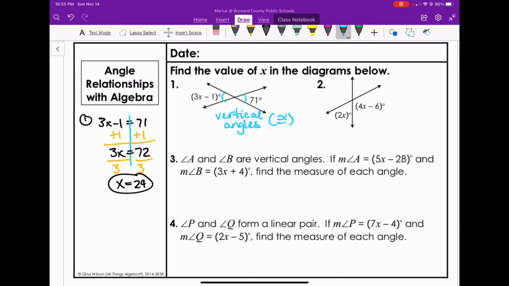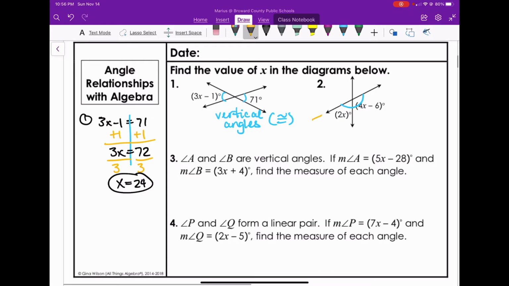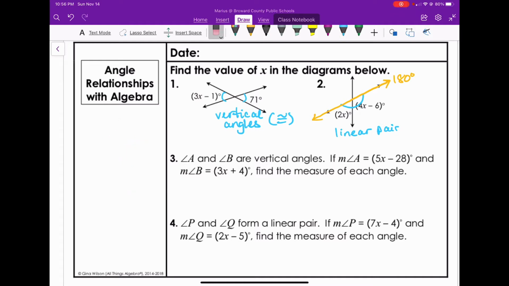Now, number 2, we're talking about these two angles right here. Okay? And if we notice, both of those are on a straight angle, and the straight angle is 180 degrees. So the best way to describe number 2 would be to call these a linear pair. So for number 2, let me erase this. Our work is going to look like this.